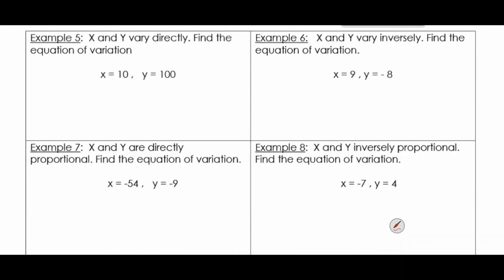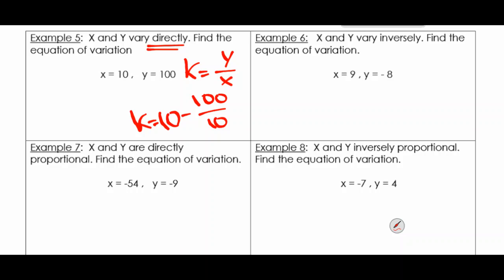If I'm finding the direct variation equation, I need my constant, which means I'm dividing the y by the x, which means 100 divided by 10, which means my k equals 10. Then to write the equation, I write y equals 10x.